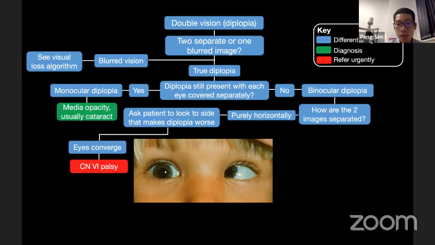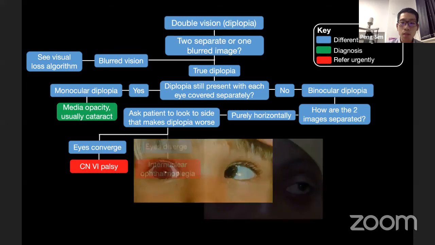Sixth nerve is very important because this could be a sign of raised intracranial pressure, causing what we typically associate as a false localizing sign. So if you see a sixth nerve palsy, the important thing to do is to get a scan and make sure that there is no intracranial pathology.